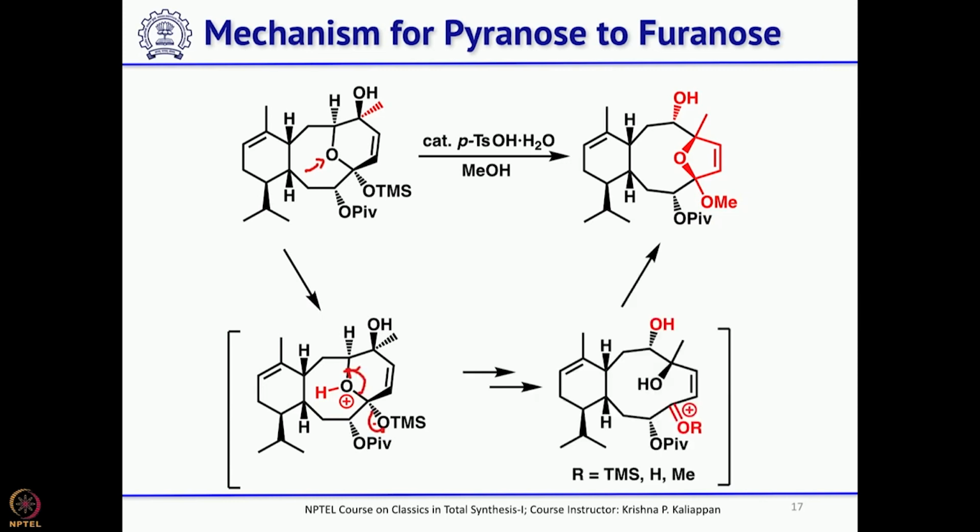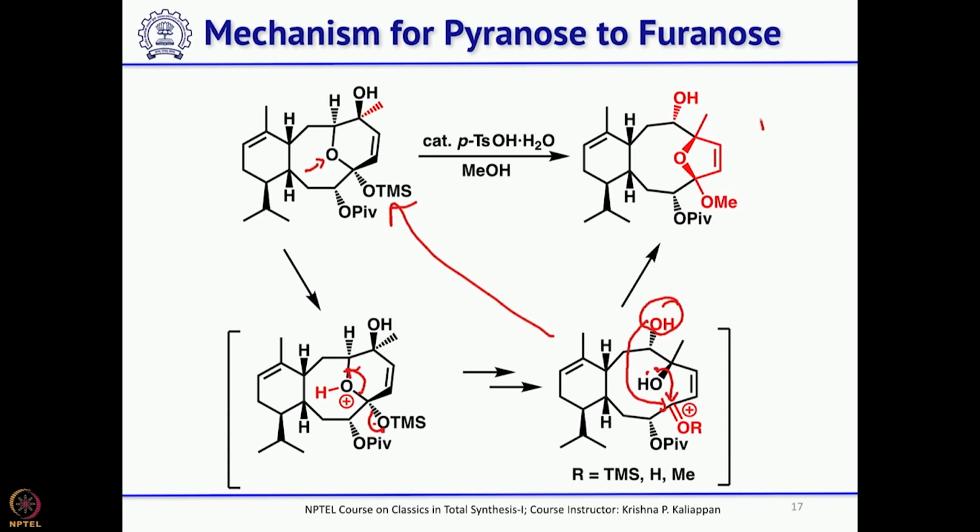So, what you get is this oxonium ion. Now, if this hydroxyl group attacks back, you get the same pyranose ring. Whereas if this tertiary alcohol attacks this carbonyl, then you will get the furanose ring, isn't it? So, that is what happens. Here the tertiary alcohol attacks the oxonium ion carbon to get the 5-membered ring.